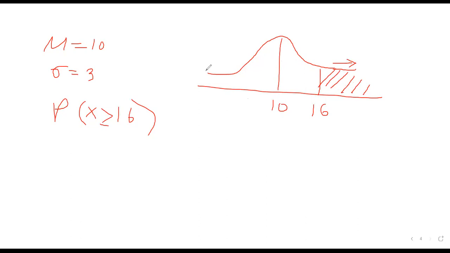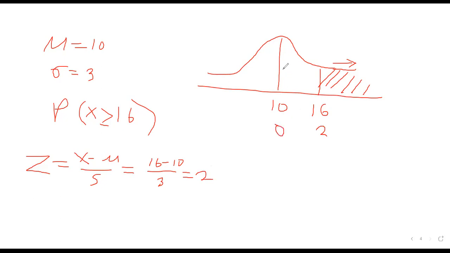So the third step is to standardize. We can't read this from the table unless we standardize it. Z is equal to X minus mean over standard deviation. So here we have 16 minus 10 over 3. We get 2. So we know that this is equivalent to 2. This is always 0 in the middle.